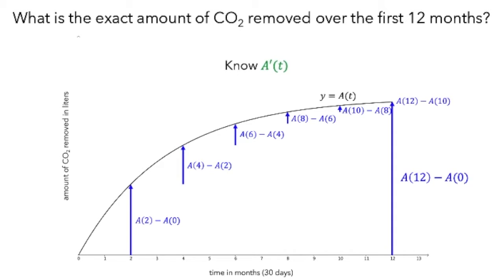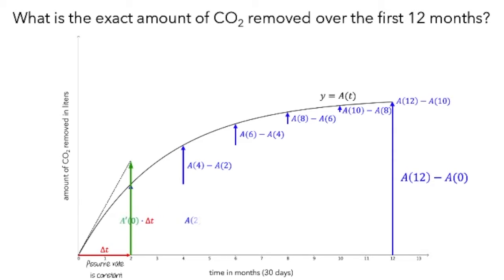We know the rate at which the scrubber removes carbon dioxide from the air. So for the first 2 month interval, we can make an approximation by assuming that the initial rate of CO2 removal is constant over the first 2 months, and then computing the product of the initial rate and the duration of time. When we do this, we're using the value of the derivative at t equals 0 to predict the value of A at t equals 2. Symbolically, we'll write this as A prime of 0, which represents the initial rate of CO2 removal, times delta t, which represents the amount of time elapsed.